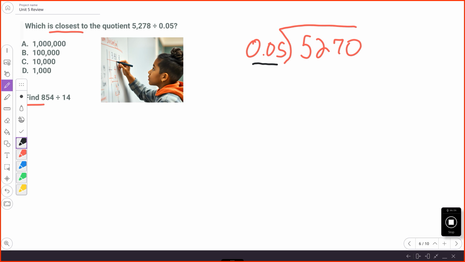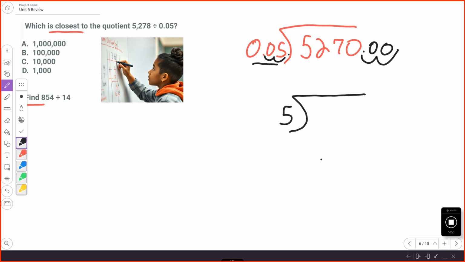How do I make this into a whole number? Move the decimal. I'm going to move this decimal how many times? 2 times. But what happens here? I got to move this decimal 2 times also. So this becomes this number, and that becomes the whole number. I'll let it sink in. After you do that, now we have a brand new problem. What's our new problem? That's still going to be the same answer.